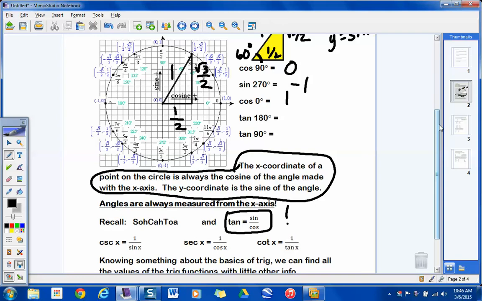Knowing that tangent's a sine over cosine, check out the tangent of 180 degrees. We would do the sine divided by the cosine. So what's the sine there? Well, it's 0, isn't it? Yeah. And what's the cosine? -1. How about 0 divided by -1 then? 0. So the tangent of 180 degrees is going to be what? 0.